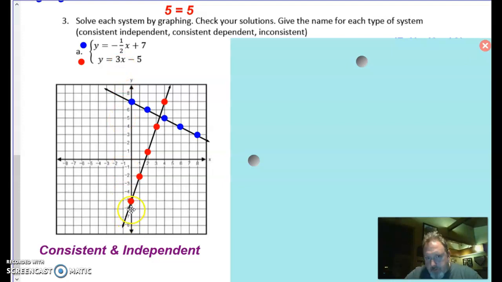Our slope was 3. So up 3 over 1, up 3 over 1. And we keep going up 3 over 1 with each one. They're not asking us for the intersection point here, so it didn't say to write the solution. They just want us to see if it crossed or not. So this one's consistent and independent.